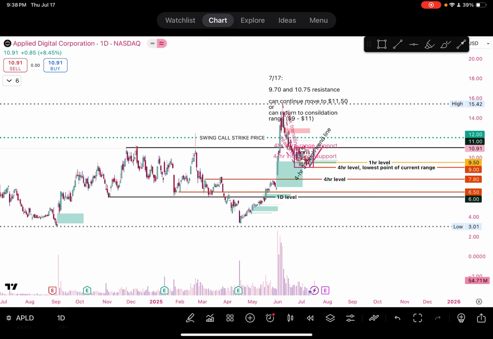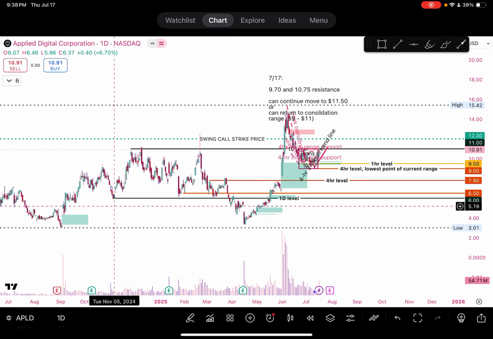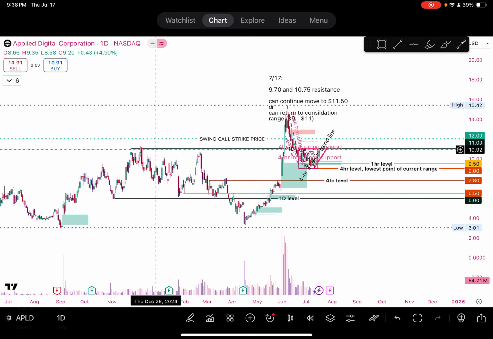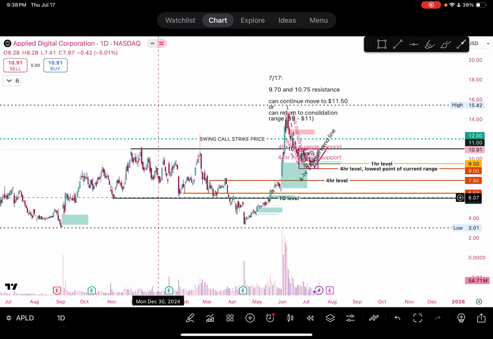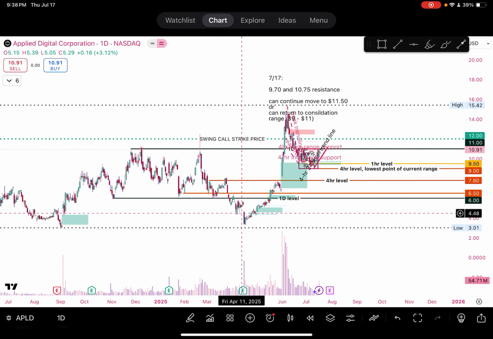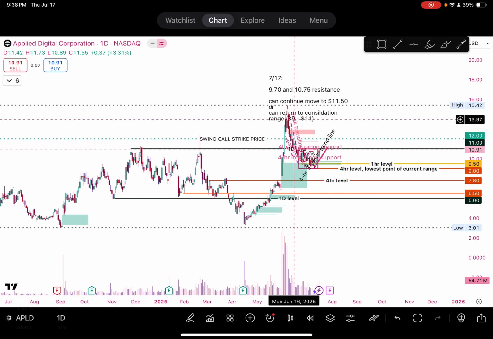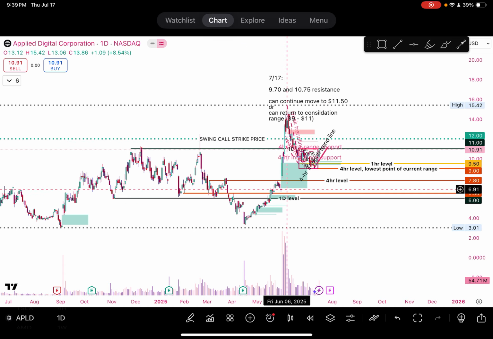We can see that this level was support right here. We see this move up. This one was resistance. We see this move down. So we were trading between $6 and $11 from November to March. And then we had a bit of a downtrend coming down here, and then since April we've been coming back up. We haven't made a new low, which is good. We've been making higher highs and higher lows.